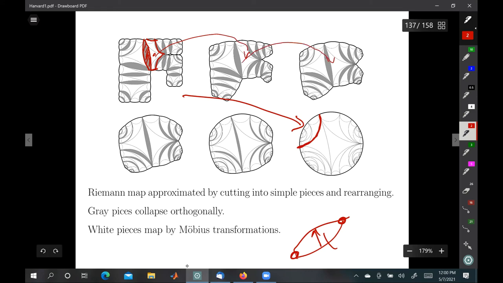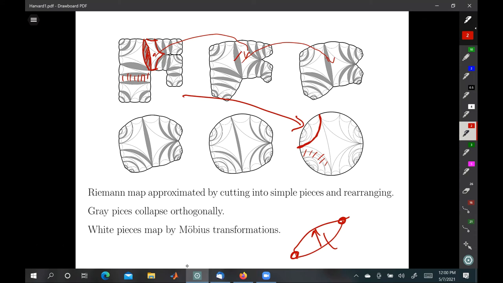And the next one is a Möbius transformation. The composition of Möbius transformations is Möbius. So every single white region here is mapped to a white region over here by a Möbius transformation. This mapping just consists of taking a domain, cutting it into pieces. Some of the pieces get thrown away, and the rest are mapped, rearranged into the disk.